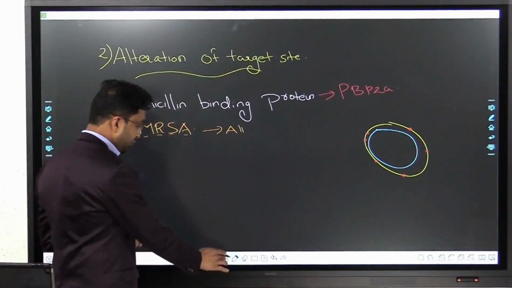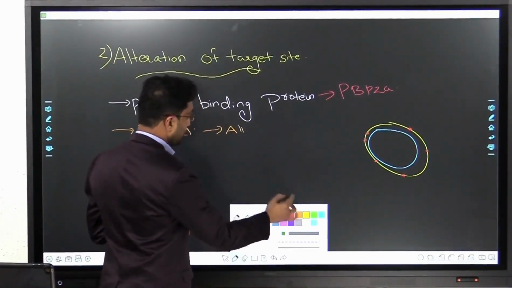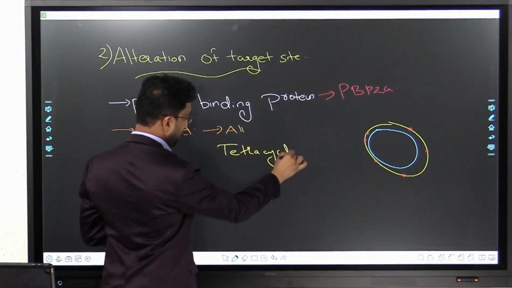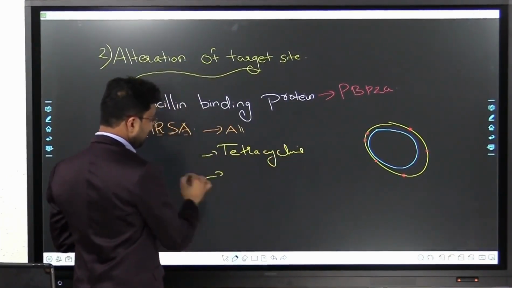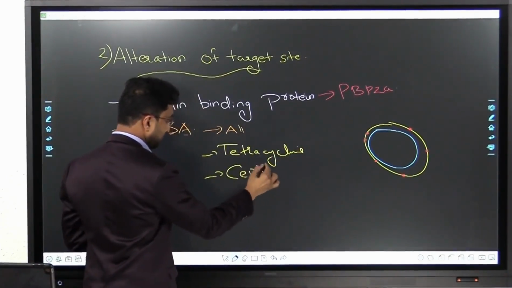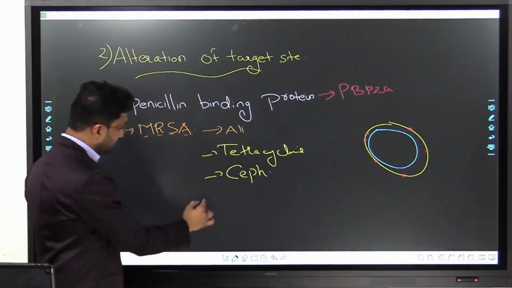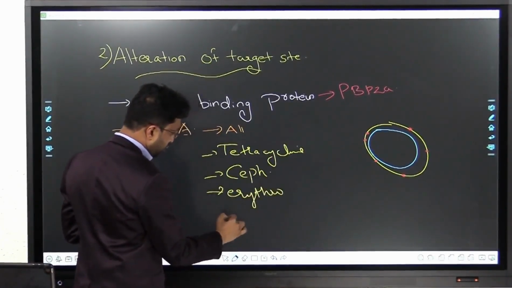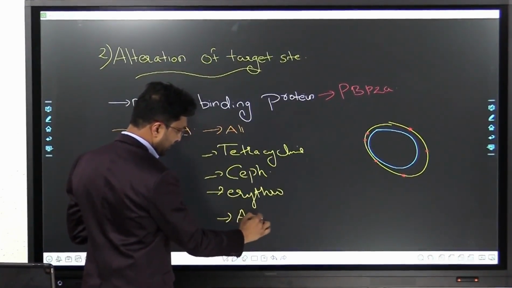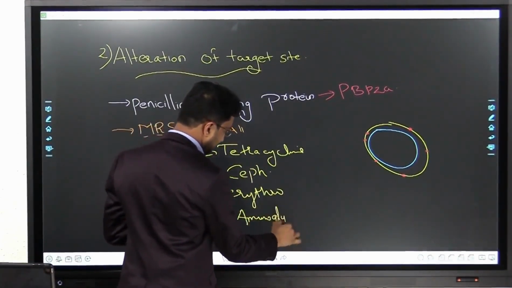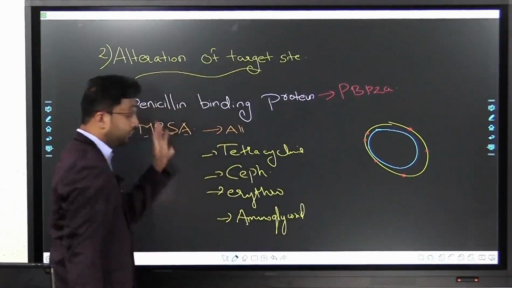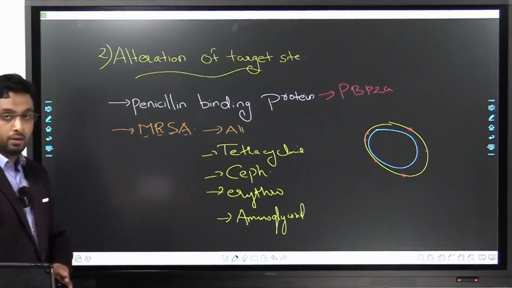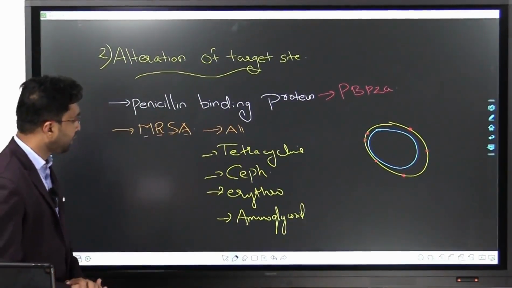Plus, it doesn't stop there. Even the commonly used antibiotics like tetracyclines, then even cephalosporins, erythromycin, and aminoglycoside. All this you will study in pharmacology, just write it down. So even these antibiotics become resistant, not just the beta-lactam antibiotics. So what is the solution?